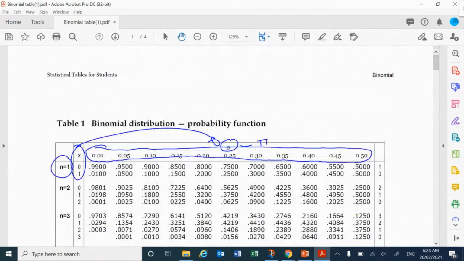So there is your binomial probability distribution table. And how you look, you need to find n, you need to find pi, you need to look for x.